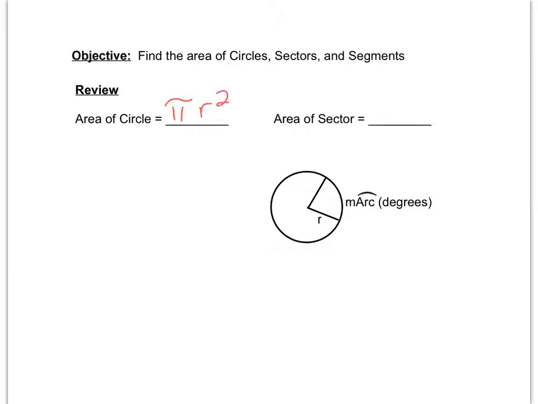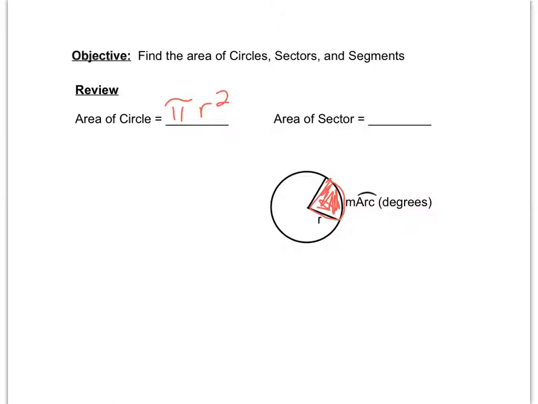And now we're going to talk about the area of a sector. A sector is like a piece of the pie, or a piece of the pizza. So this red shaded area right here would be the area of my sector. We can see it's a part of the pizza. It's a fraction of the total pizza.